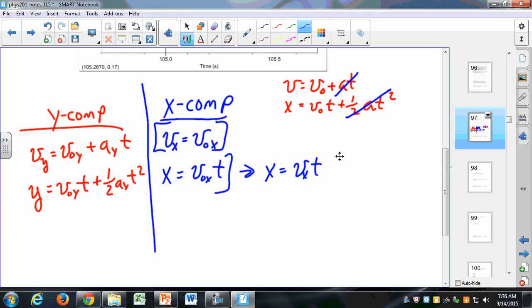So if you're into memorizing equations, there's really no need to memorize these except that we remember these two equations and then remember that they apply in both the x and the y direction. Let's work through some problems.